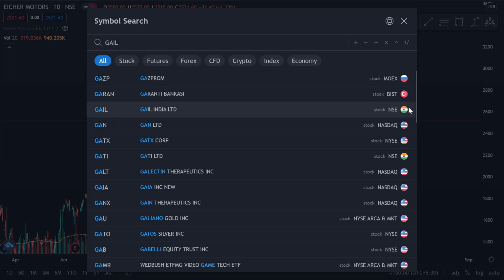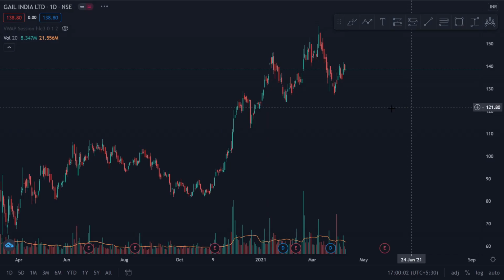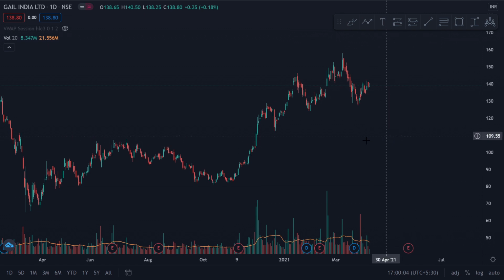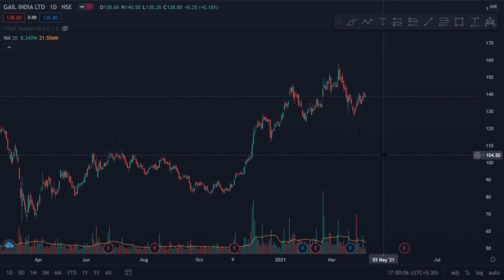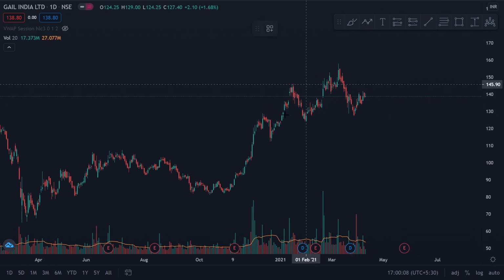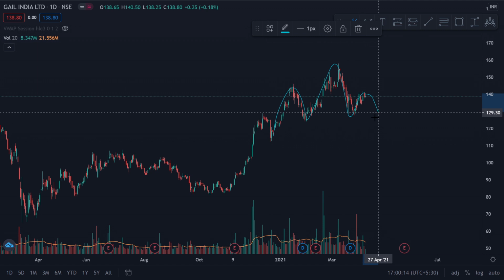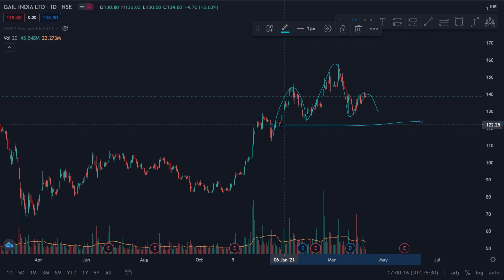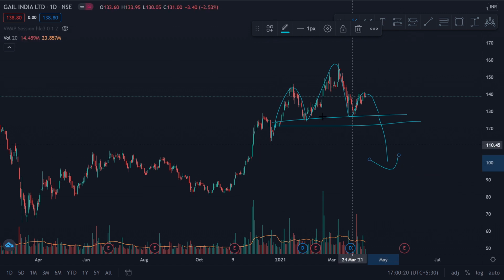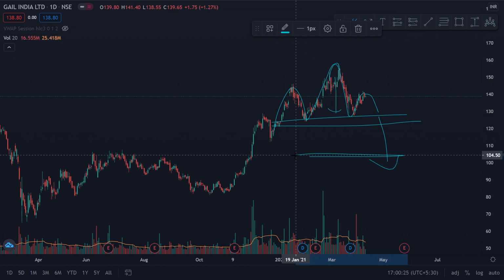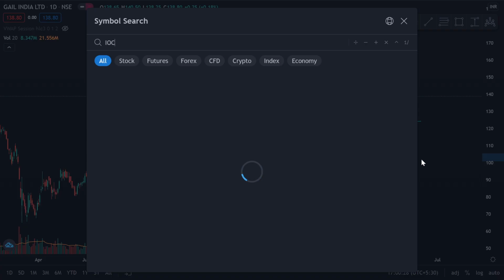Now if you see, next stock is GAIL. Now what can be seen in GAIL? Again, very similar, left shoulder, head, and then right shoulder. It looks to be reversing. If it reverses and comes down here, and if it breaks this trend line or this neckline, you know what the next targets are. So this is the height of the head, and your targets could be around this area, around 100.